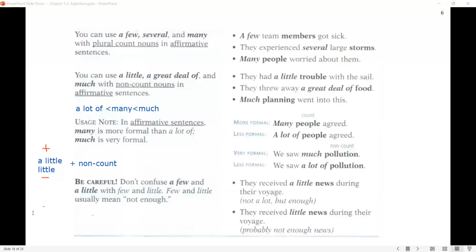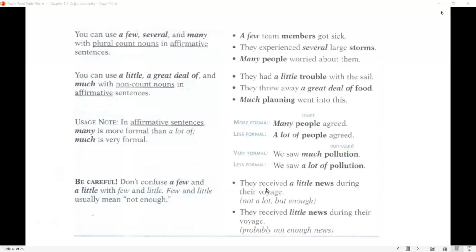A few and few are used with count nouns and countable nouns, and a few has a positive meaning and few has a negative meaning. For example, if I say I have a few books, it means not many, but enough. Means I'm happy with the number of books that I have. But if I say I have few books, means actually I have no books, not enough. So few and little have negative meanings.